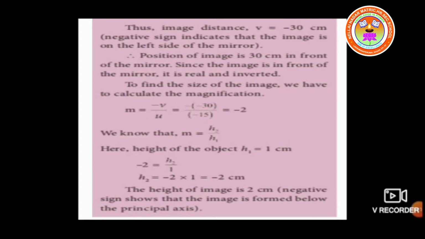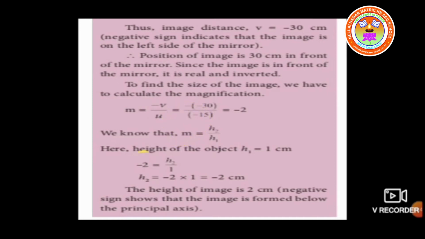We know that m is equal to h2 divided by h1, otherwise that is hi divided by h0. Okay, so the height of the object h0 is equal to 1 centimeter, that is h1 is equal to 1 centimeter. We can write hi divided by h0, otherwise h2 divided by h1. So m is equal to hi divided by h0, where h0 is the height of the object, which is 1 centimeter. So already you know the value of m.